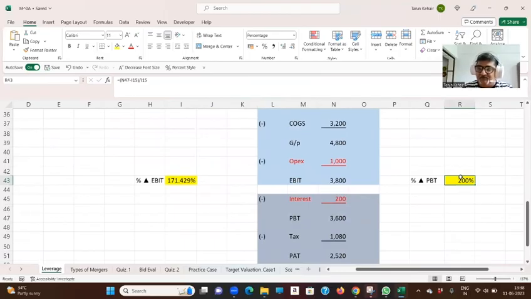Therefore, you will observe that we have clearly explained these two concepts of operating and financial leverage in a very, very simple and lucid manner.